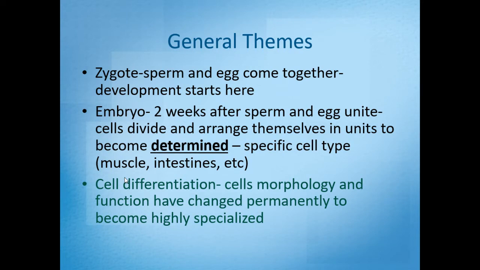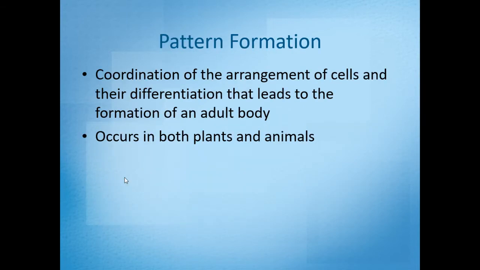It's like they already went through school, they hit college, they determined their major, and that's what they were going to become. Cell differentiation is where cells' morphology, so what they look like, and their function have changed permanently to become highly specialized. These cells know exactly what they're going to do, and they know how to go about doing it. The pattern of formation is the coordination of the arrangement of cells and their differentiation that leads to the formation of an adult body. This is going to occur in both plants and animals.